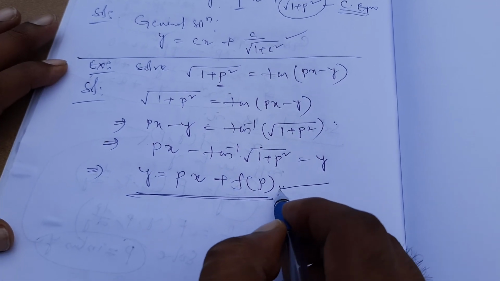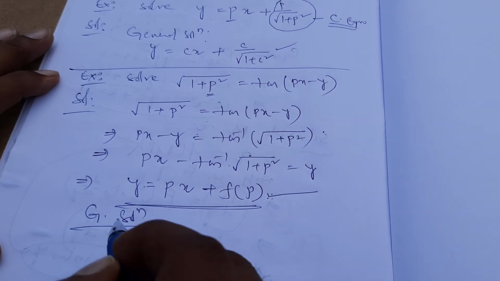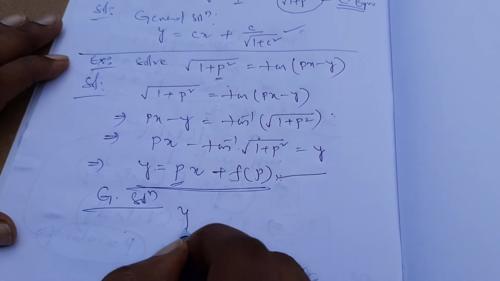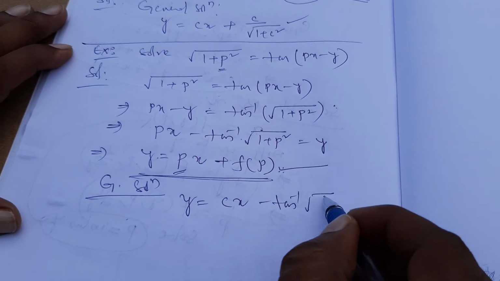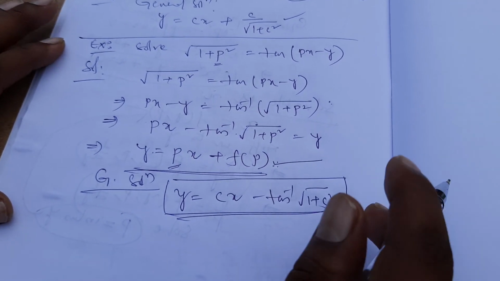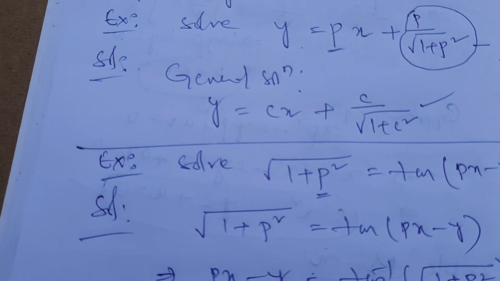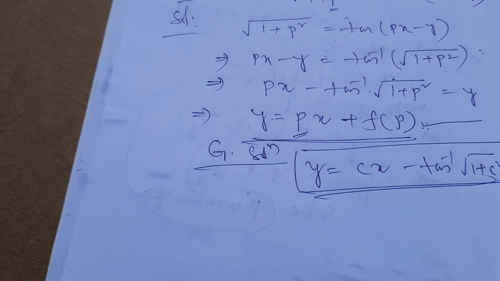So for Clairaut's equation, how can you find the general solution? Immediately the general solution is given by replacing p value by c. Means here you can get y is equal to cx minus tan inverse of root of 1 plus c square. This is nothing but Clairaut's differential equation. Okay, till today these are the models in the differential equations.